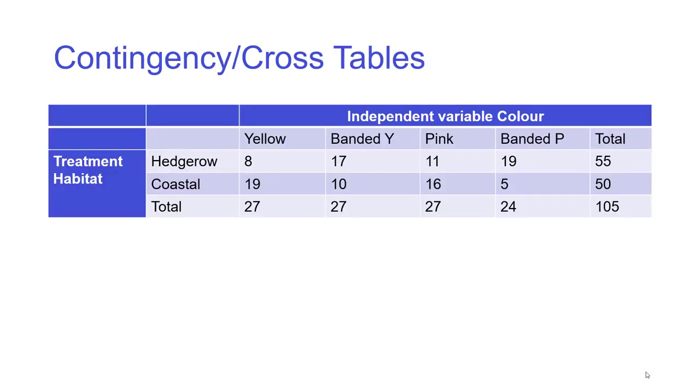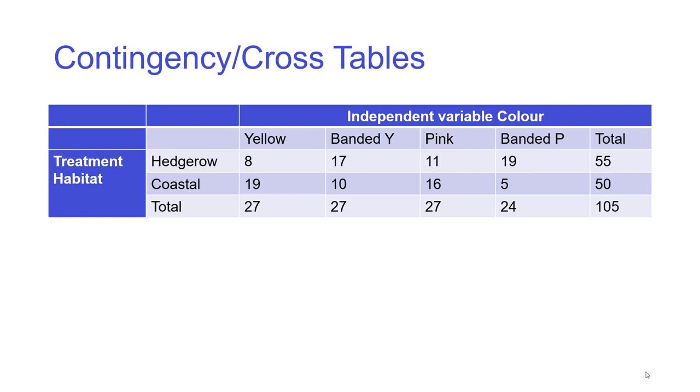Here's an example of a set of categorical data with two categorical variables. This is an example of a two-way table, or contingency table, or cross table. They have multiple names for it. In this particular case, you're looking at two variables. One is the habitat, where you find these particular snails, and the second is the colour of the snail.